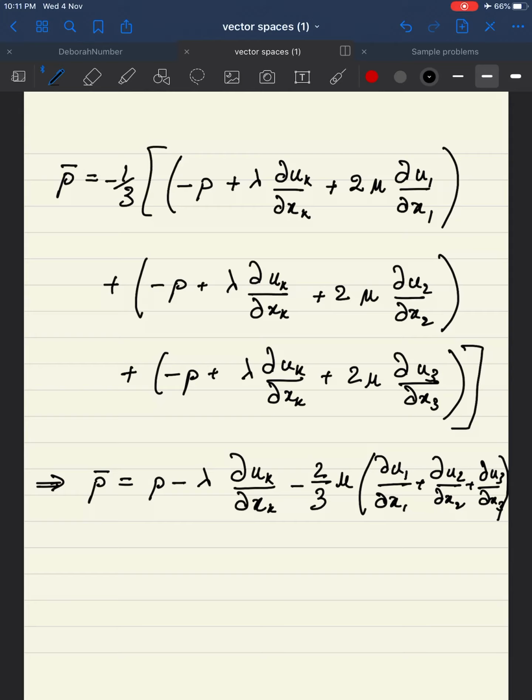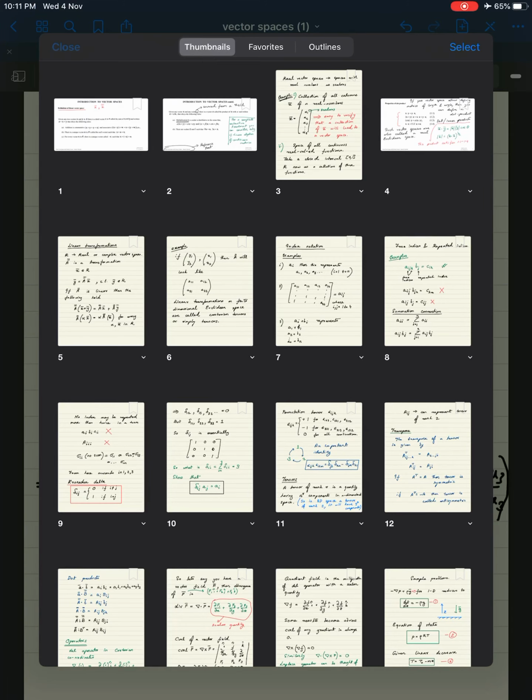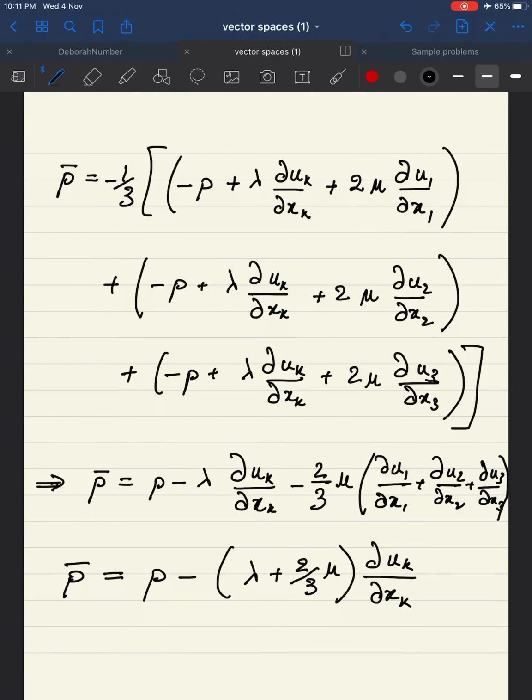Now this and this are obviously the same, so I can just write it as minus lambda plus 2 by 3 mu del UK by del XK. So this mechanical pressure becomes equal to this quantity. So this is important.